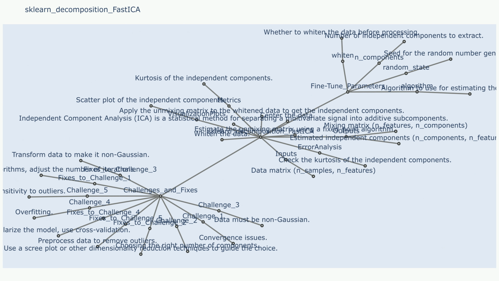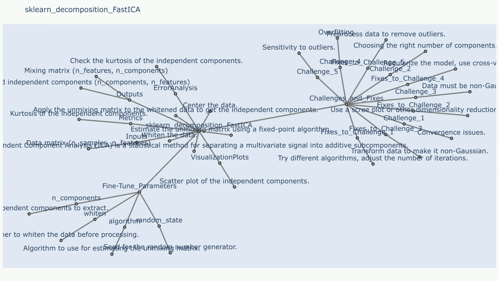Uncertainty methods. Bootstrap resampling: repeatedly resampling the data and applying FastICA to estimate the uncertainty in the independent components. Bayesian methods: employing Bayesian inference to incorporate prior knowledge about the independent components and estimate their posterior distributions.